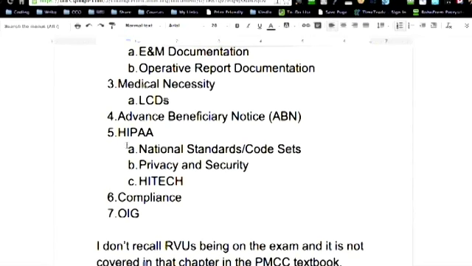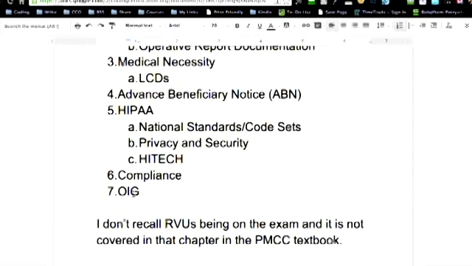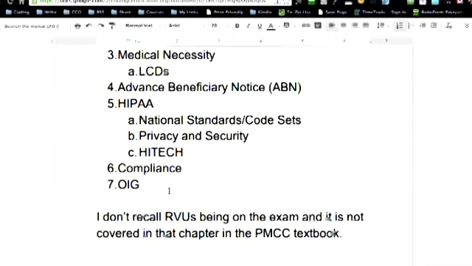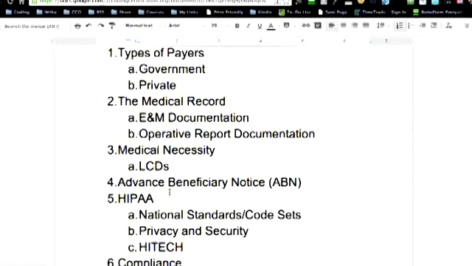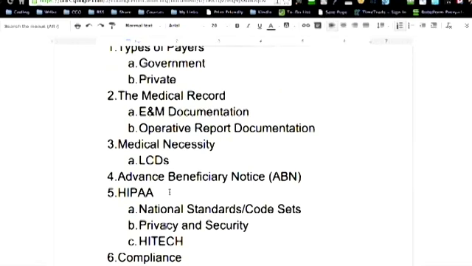Then we've got HIPAA, the Health Insurance Portability and Accountability Act. It talks about national standards and code sets that everyone's supposed to be using. It also has a portion about privacy and security. So anyone who's gone to the doctor, they'll say, oh, you need to sign this form for HIPAA. And then the HITECH Act. I'm going through these quickly because of my end advice. Then compliance and the OIG, the Office of the Inspector General. My advice for all of these is just do a Google search, quite honestly. You don't need to know any of these in depth for the board exam, but you should be familiar with them so they don't seem like complete Greek.